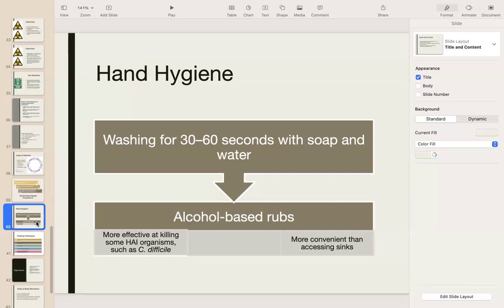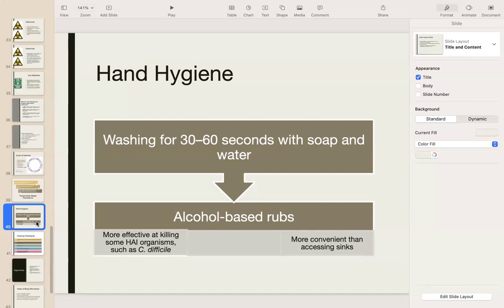Sometimes those alcohol-based rubs can dry your hands out if you use them a lot. I know me personally, I don't feel like my hands are clean unless I wash them. So I may do the alcohol-based rubs a couple times, but then at some point, maybe after the third or fourth time I've used it, then I go wash my hands.